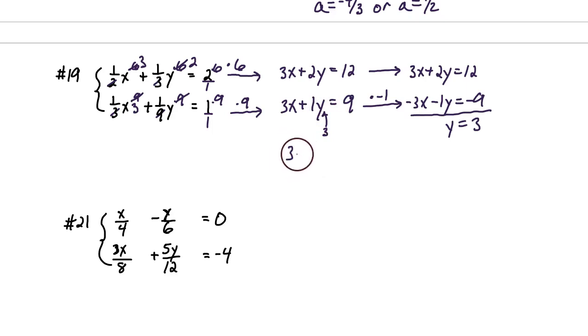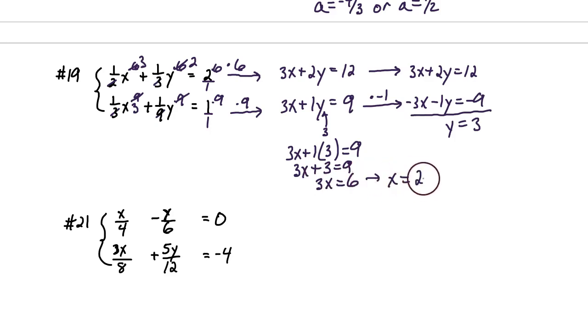It would become 3x plus 1 times 3 equals 9. This is 3x plus 3 equals 9. Now subtract 3 from both sides. We have 3x equals 6. Now divide by 3 on both sides. We get x equals 2. So our solution is (2, 3) in parentheses.